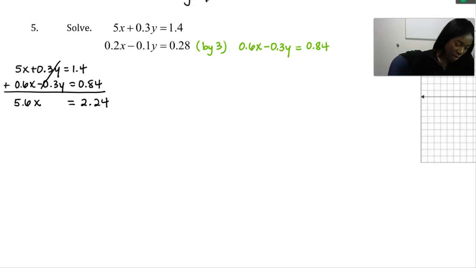And now we have an equation that is only in x. So I can solve this equation for x by dividing both sides of this equation by 5.6, which gives me that x is equal to 0.4.